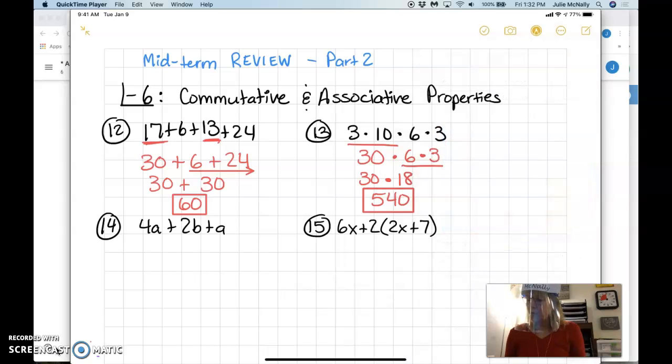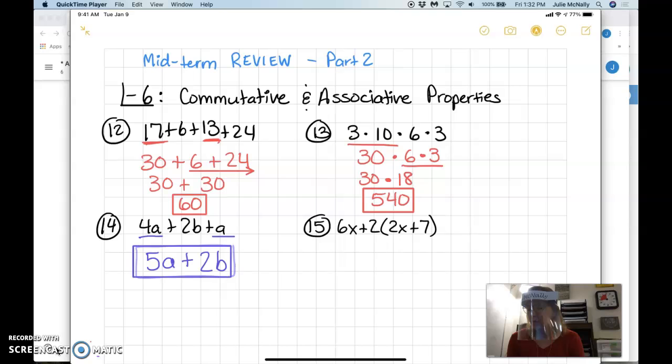So, for my first one, what are my like terms in number 14? And then 4a and a. So what is 4a plus a? 5a. And then just bring down your 2b. Now, can I combine those two? No. Why? Different variable. They have to stay apart. So that's your final answer.